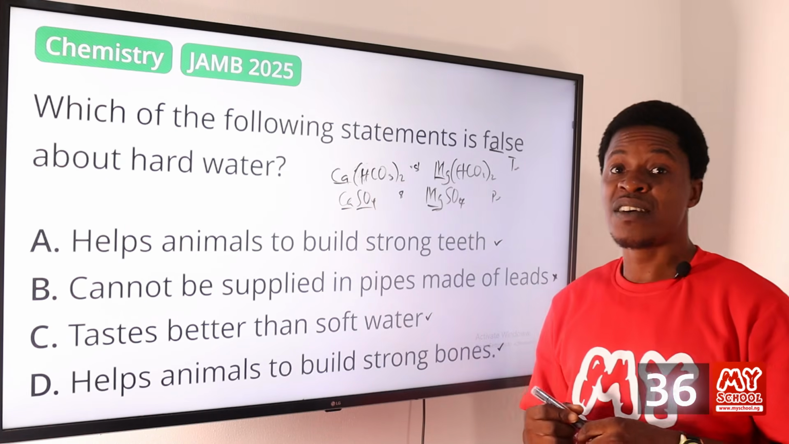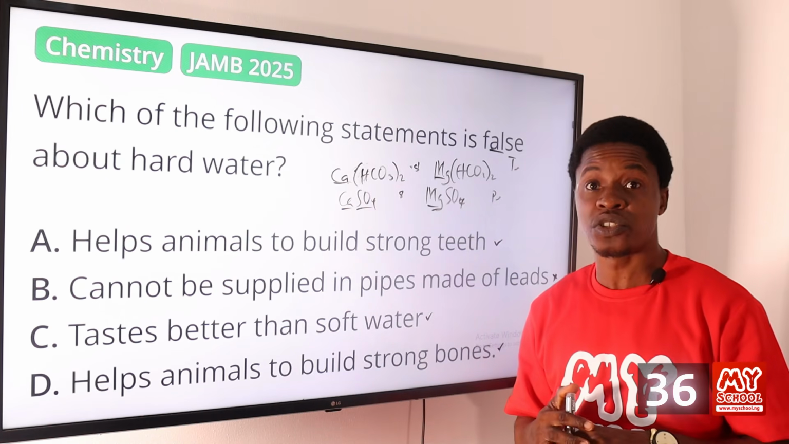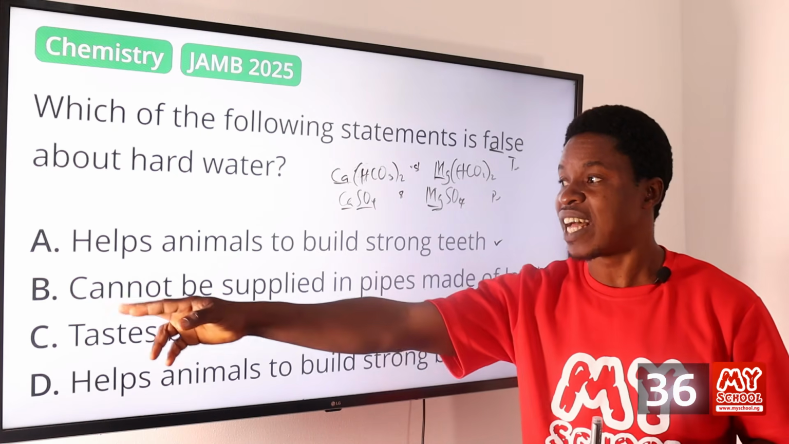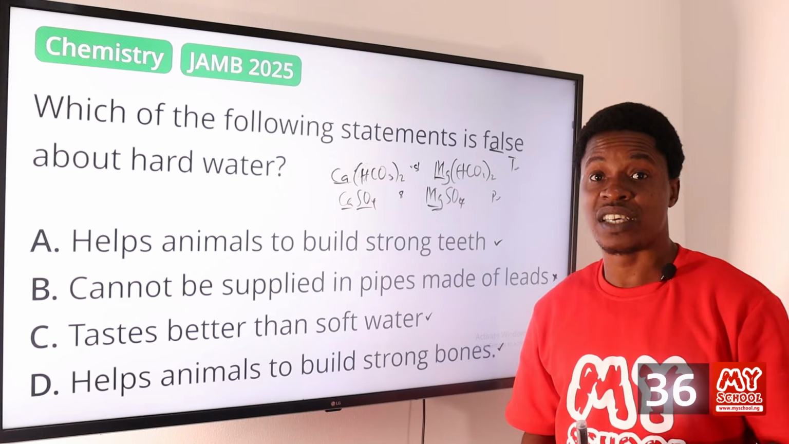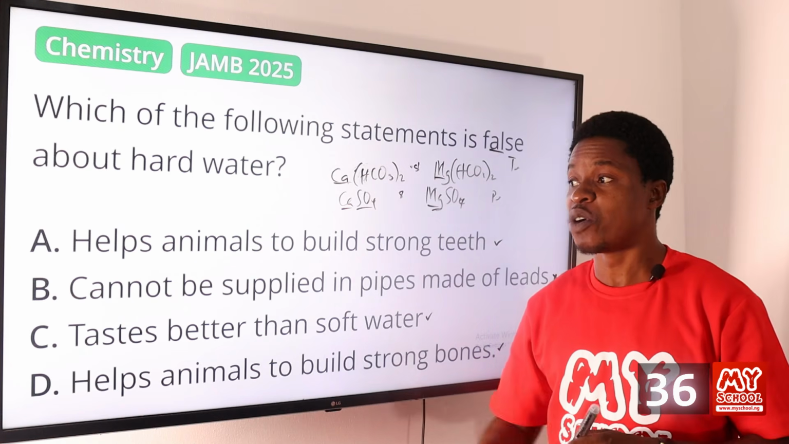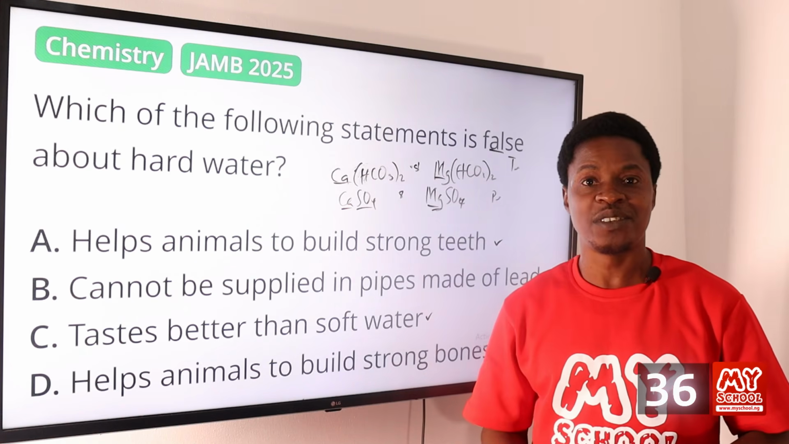But the only false statement, the statement that is not true, that is incorrect, is that it cannot be supplied in pipes made of lead. It is wrong. It can be supplied in pipes made of lead. So the correct answer is option B.